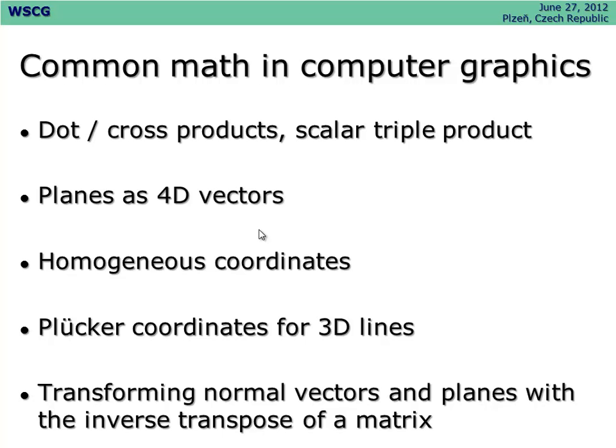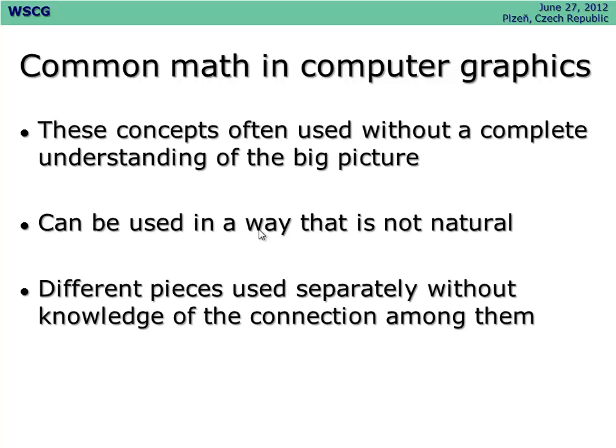And you may have heard of the fact that you have to transform normal vectors with the inverse transpose of a matrix that you'd normally use to transform points or directions from one coordinate system to another. It turns out all of this stuff is part of a larger mathematical system known as Grassmann algebra, named after Hermann Grassmann. And a lot of people don't know about this bigger picture, so I want to tell you about it because it'll give you a deeper understanding of some of the things that are going on when you use these kind of things. And it can turn you into a better programmer.